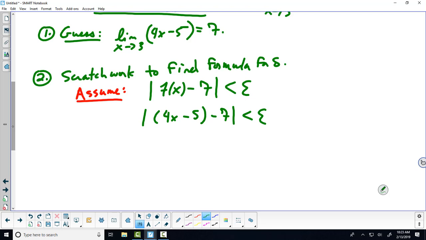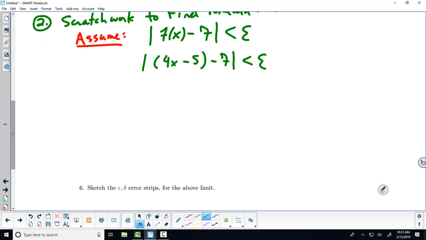Okay? Everyone following what I just did there? I took this expression, which was the last line of our definition, and I replaced it with the function. Okay? Well, the 7's right here still. Yep. Good. This gives me, when I do some cleaning up, 4x minus 12 is less than epsilon. Okay? I know where I'm driving this train.